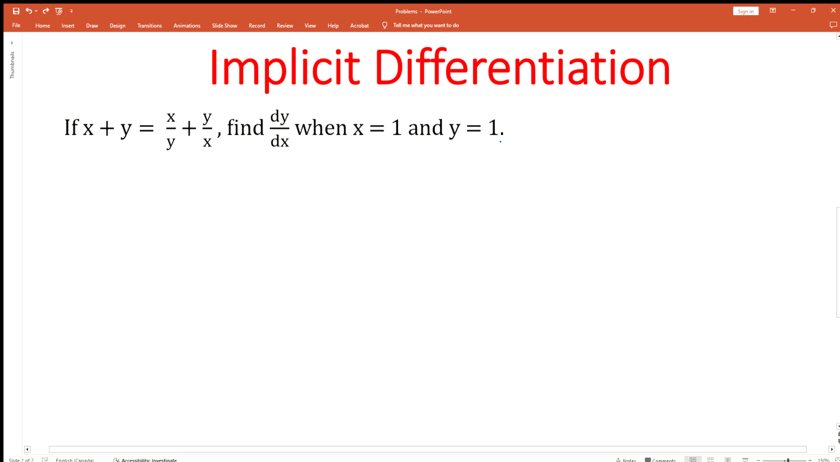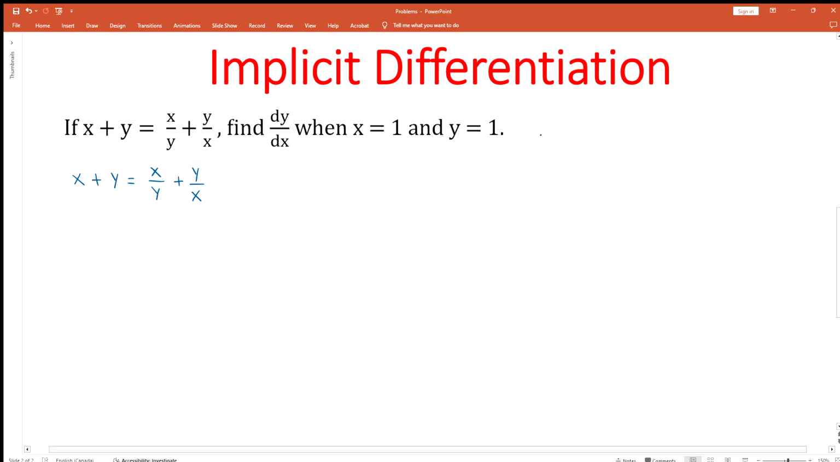We have to use implicit differentiation for this problem because we cannot isolate y in this equation. Let's start by writing the given equation. In this equation, on the right side, the two terms are in the form of a fraction. It will be easier to find dy over dx for this equation if we can get rid of these fractions.